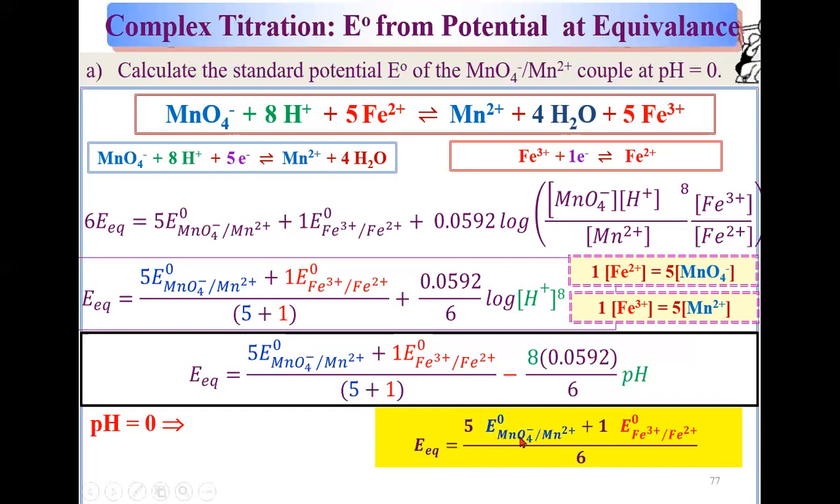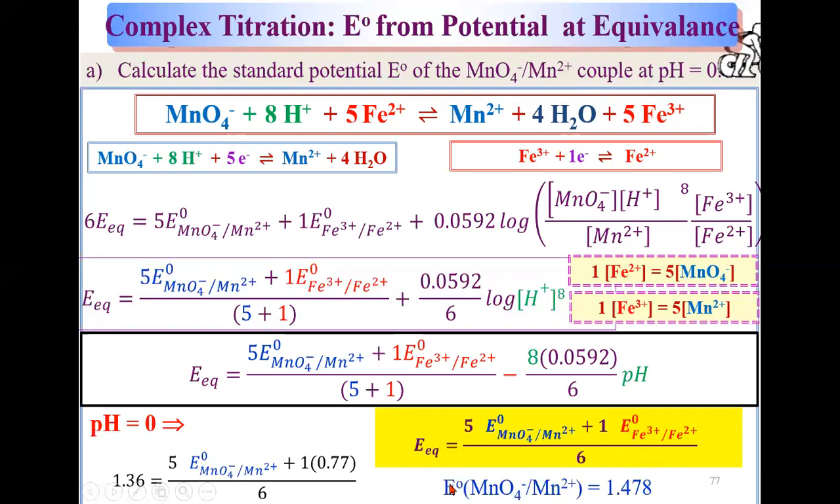Okay. Now, once we have E naught of Fe, I could get E at equivalence point if I have the E naught of the manganese. Or, since I don't have E naught of the manganese, but I do have E at equivalence point, I can then get an expression for E naught of manganese. Substitute E at equivalence, substitute the E naught for Fe, and solve for E naught of the manganese, and you are done. So the E naught of manganese comes out to be 1.478.